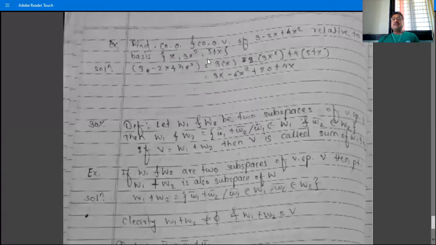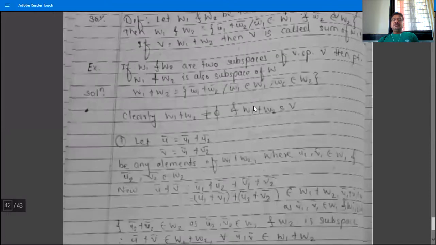We should not take the value of k1 as 3, k2 as minus 2, and k3 as 4. So don't write directly 3, minus 2, 4, this is a wrong answer. What we have to do is, the first sentence is: let k1, k2, k3 be scalars such that 3 minus 2x plus 4x square is equal to k1 into x plus k2 into 3x square plus k3 into (5 plus x), and then find the values of k1, k2, k3 by solving.